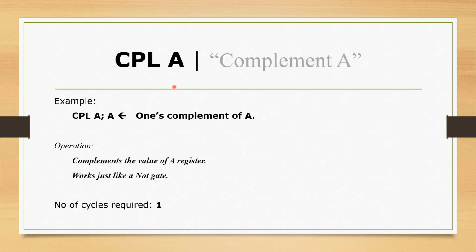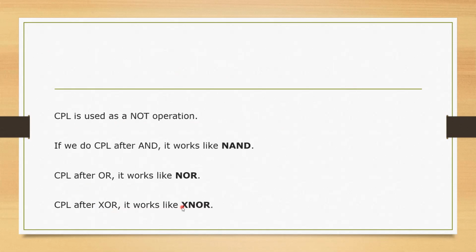So next is the complement instruction, CPL A, that is complement A. A gets the one's complement of A. Whatever the value in A, it gets complemented and is stored in the A register. So it's just like a NOT gate. Complement CPL is used as a NOT operation. If we do complement after AND, it works like NAND. Complement after OR works like NOR, and complement after XOR works like XNOR.